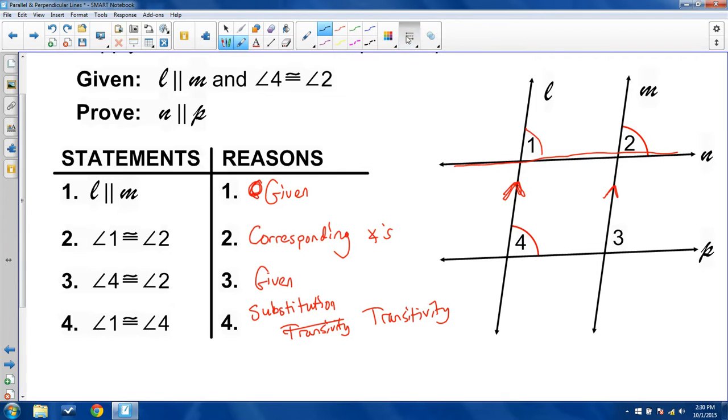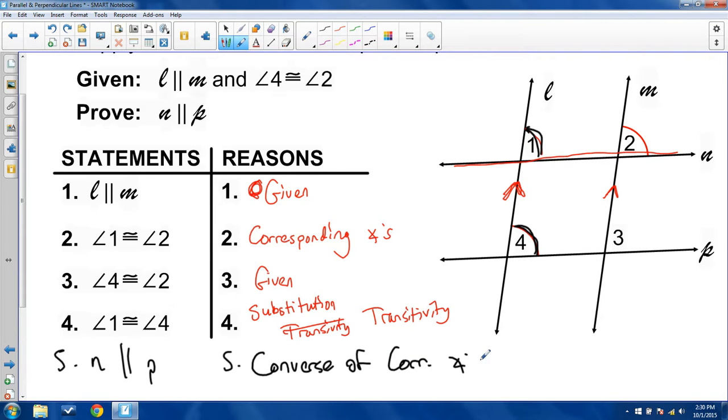Now, we still need a statement number 5. Okay, we have to make our final statement that line N is parallel to line P. Now, how can we make such a statement? Well, we have angle 1 congruent to angle 4. Once we prove those two were congruent, then those lines became parallel. That's the converse of the corresponding angles postulate. So converse of corresponding angles postulate. Let me write that.